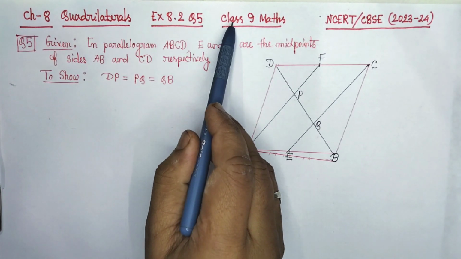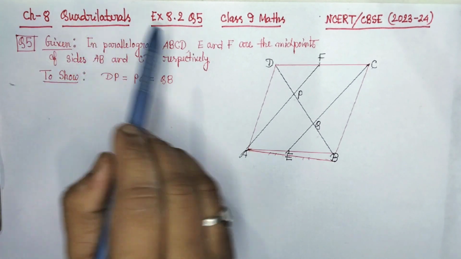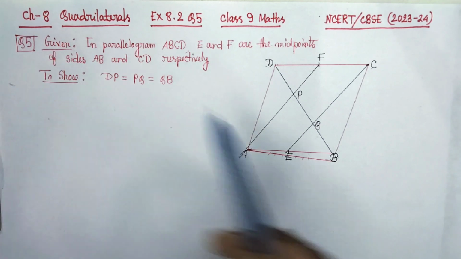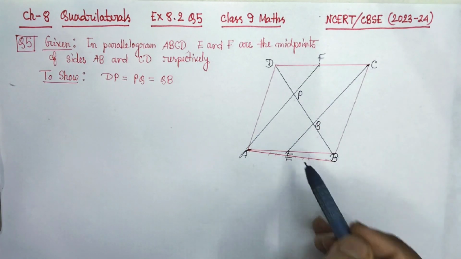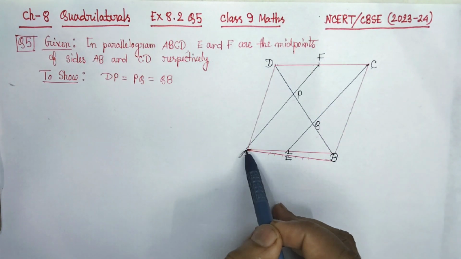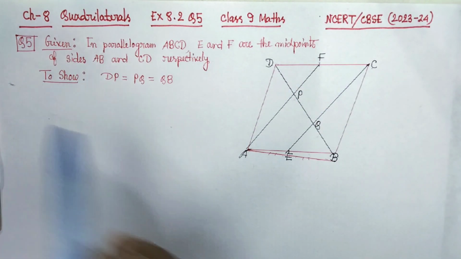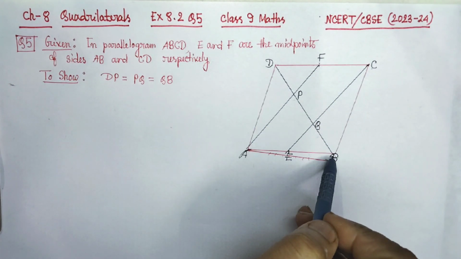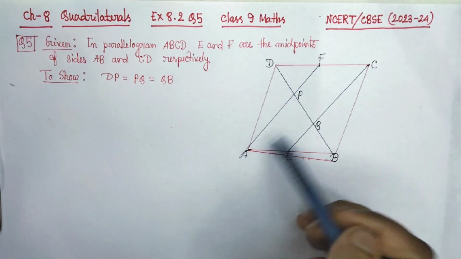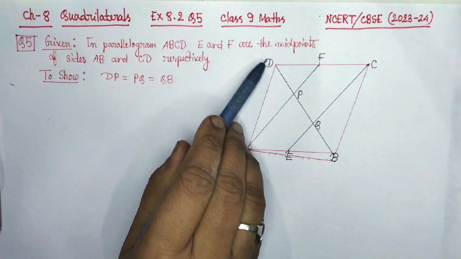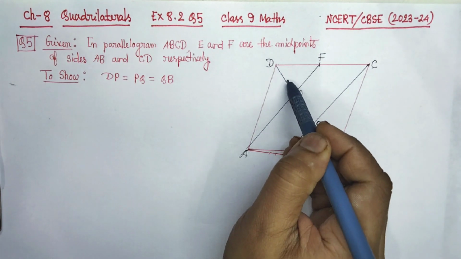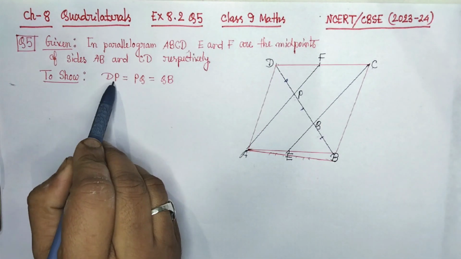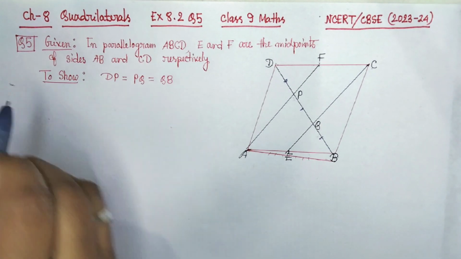Today I will discuss Class 9 Maths Chapter 8 Quadrilaterals Exercise 8.2 question number 5. Given in parallelogram ABCD, E and F are the midpoints of sides AB and CD. To show: line segments AF and EC trisect BD, that means AF and EC divide DB into three equal parts. That means DP equal to PQ equal to QB.